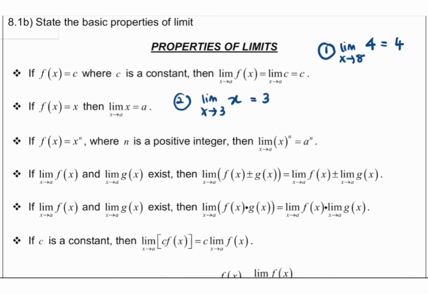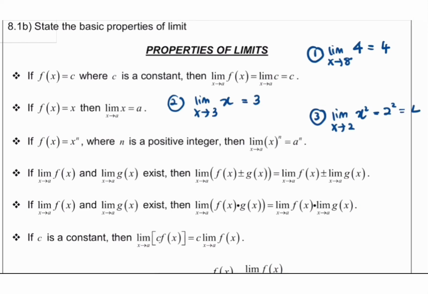Then limit x to the power of n as x approaches a is equal to a to the power of n, di mana a ni substitute balik ke dalam x. Okay, so contohnya, limit x approach to 2 x squared. Okay, so kita akan substitutekan x ni, which is 2, masuk ke dalam function ni. So dia jadi 2 squared, which is equal to 4.